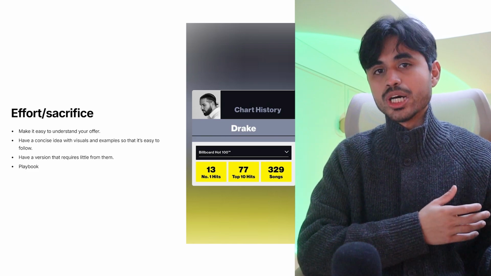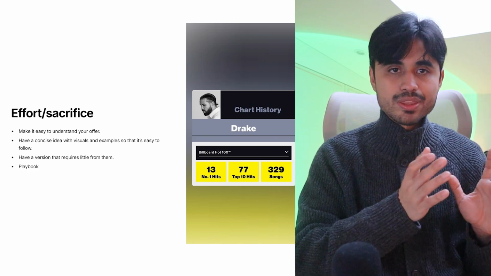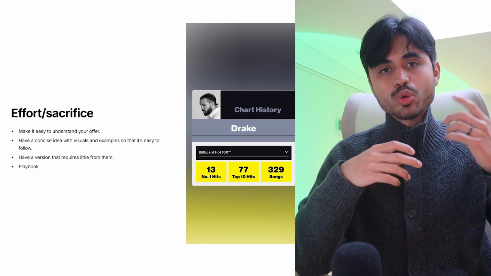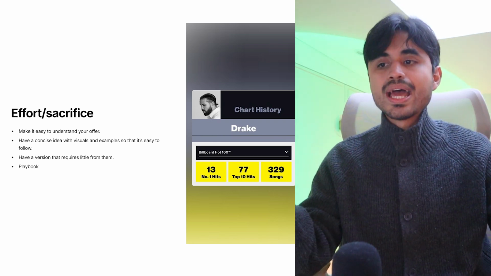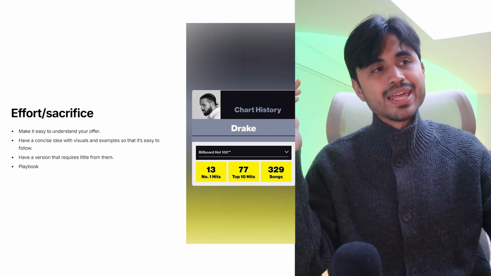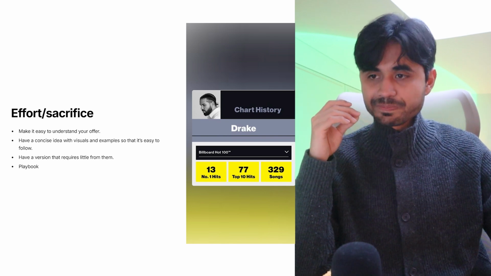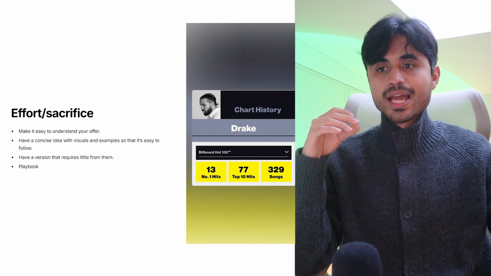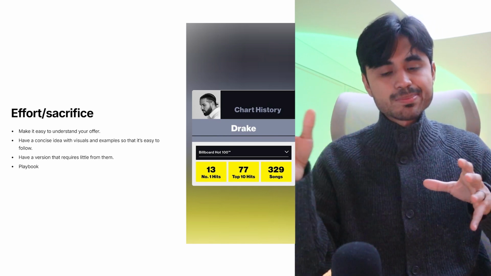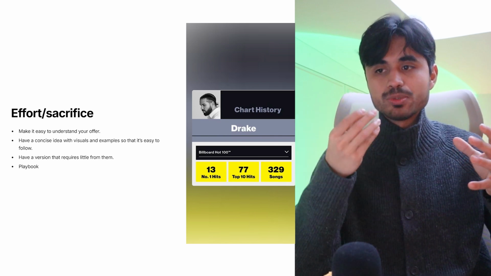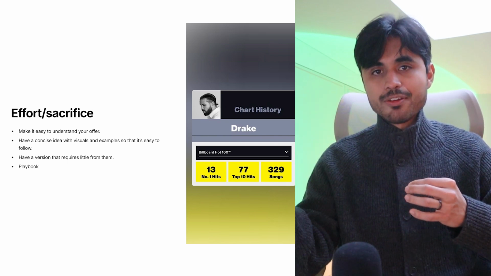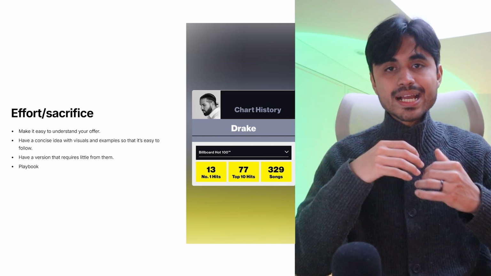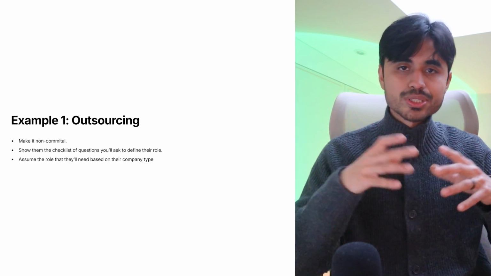This isn't calling people dumb, by the way. This isn't saying that they don't get it because people are too dumb to understand your offer. It's the fact that people will only give you like 20% of their attention, and if you lose them, then they are just going to check out, right? If these people are checked out, then they are not going to become your clients. So you have to make it as easy as possible to retain as much attention as possible. Having visuals and examples is a very good way of doing that, and having a version that requires very little from them is exactly what I'm talking about. I'll go ahead and get to the example so that you can see it.